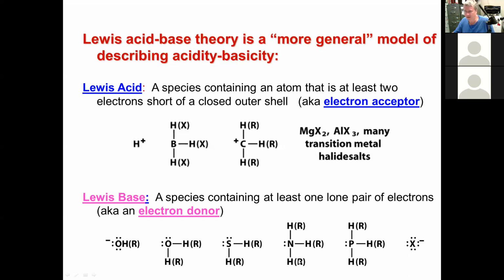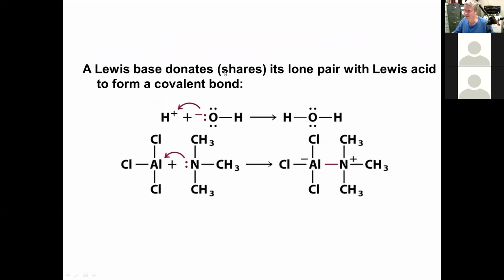Ammonia and amines. We'll talk about amines in a bit, but like nitrogen, three things, lone pair, Lewis base. Phosphorus hydride is also, it's got a pair of electrons. And then also like a halogen, Cl minus, Br minus. All of those are Lewis bases. Lewis bases donate or share their electron pair with a Lewis acid to form a covalent bond.